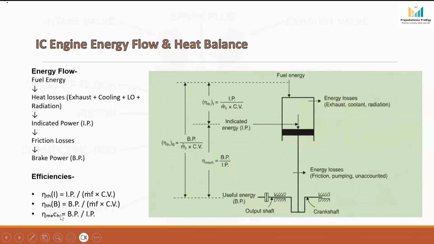And third is mechanical efficiency. It tells us how much of the power developed inside the cylinder reaches the crankshaft. And the formula is mechanical efficiency is equal to BP divided by IP, brake power divided by indicated power.